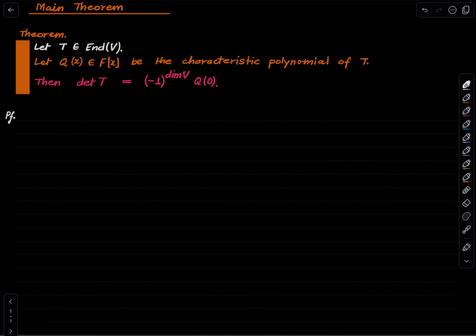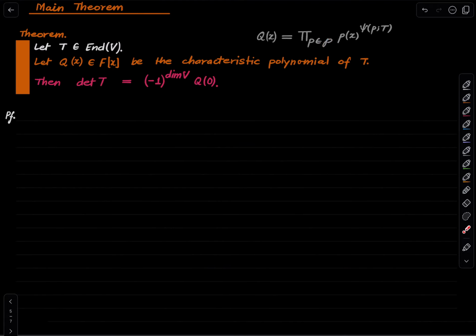Okay. So now finally, this is our main theorem. Fix any endomorphism on a vector space V, and let's say this is the characteristic polynomial of T. Just to recall, Q(x) is nothing but this product, where this is the set of all the eigenpolynomials of T.